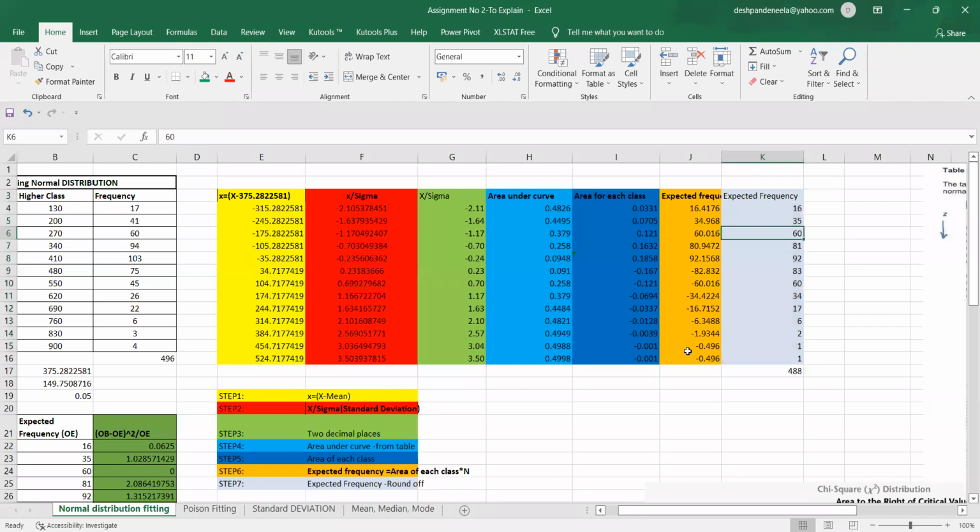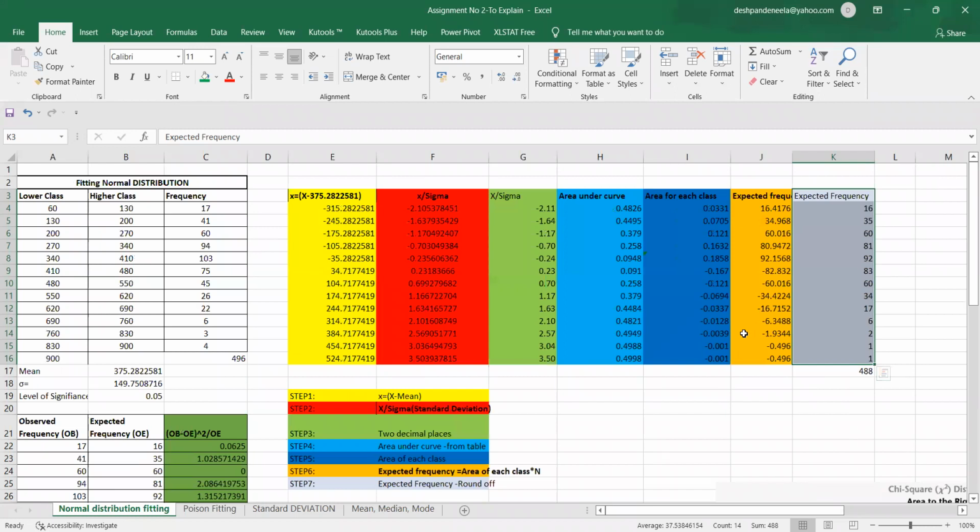So now this is what is fitting of your normal distribution. So you have your observed frequency, which is given in the problem, the one which I have highlighted right now. And this is the expected frequency which you have calculated. So that is what is the normal distribution. Okay, fitting of normal distribution.